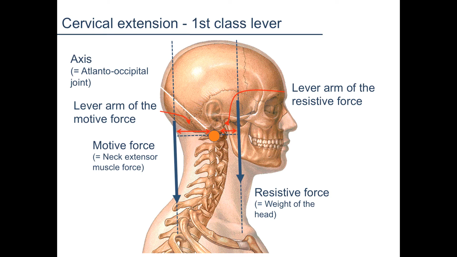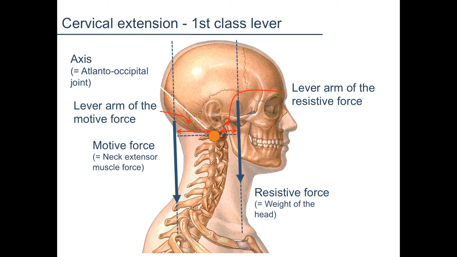The resistive force in this system is the weight of the head pulling the head down on the anterior side of the axis. Since the weight force is pulling down on the head on the anterior side, it would create a clockwise torque about the axis, or the torque that would cause the neck to flex.